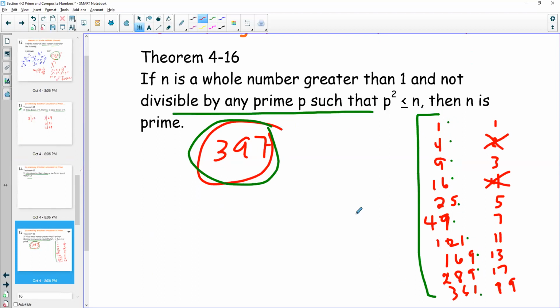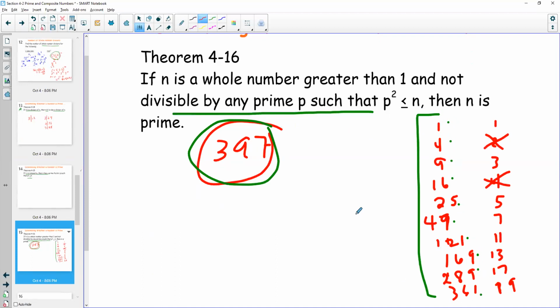Definitely not 6. Does it divide by 7? You'd have to test that. You'd actually have to do the work, but it doesn't. Doesn't divide by 8. Doesn't divide by 9, not 10. Does it divide by 11? Nope. So now go through.